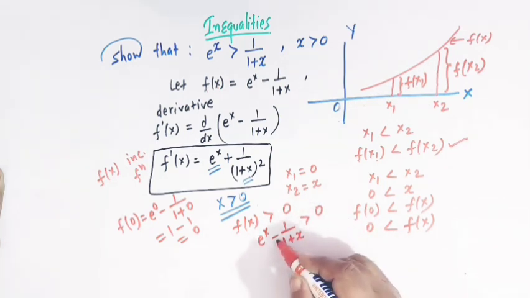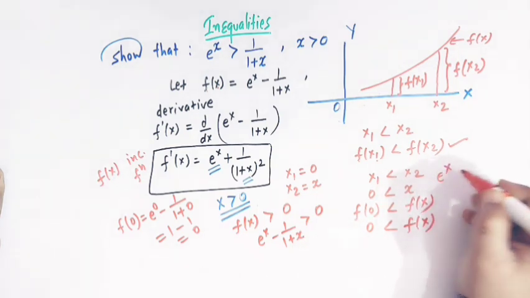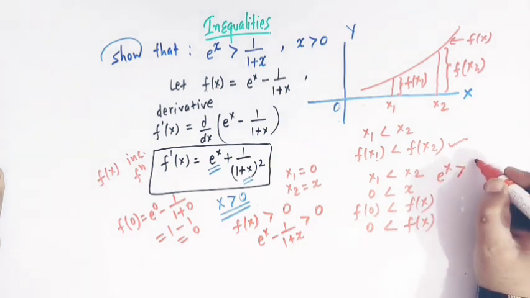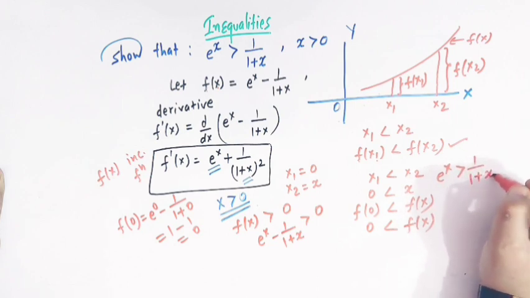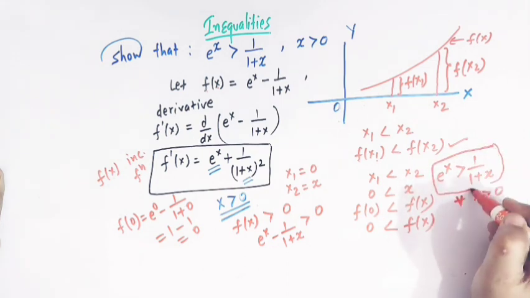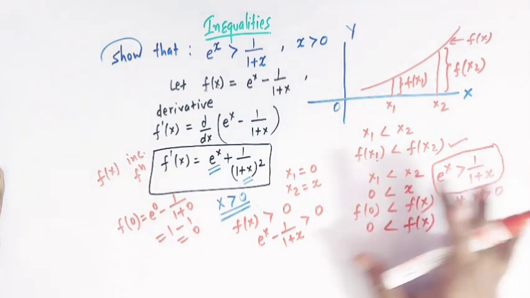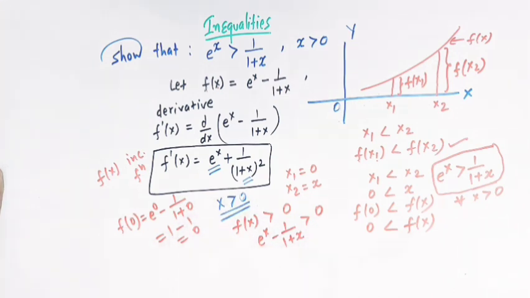And if we take this term to the right hand side, we'll get e raised to x is greater than 1 over 1 plus x for all x greater than 0. And this is our required inequality, right? So this is how, by making use of the concept of derivative and increasing and decreasing functions, we can prove these kind of inequalities.